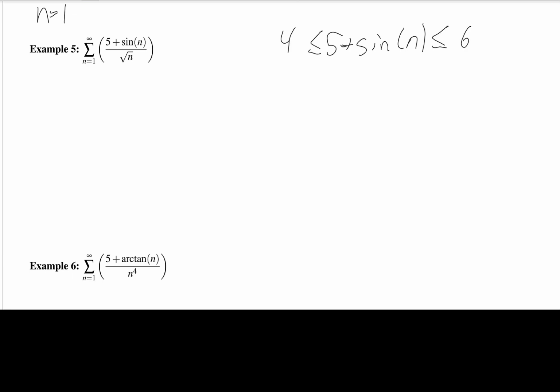Now on the bottom I'll have 1 over n to the 1/2. I know that's going to diverge by p-series. So what I'm going to do is focus on the smaller inequality. So I'll look at 4 over n to the 1/2 being less than or equal to 5 plus sine of n over n to the 1/2.